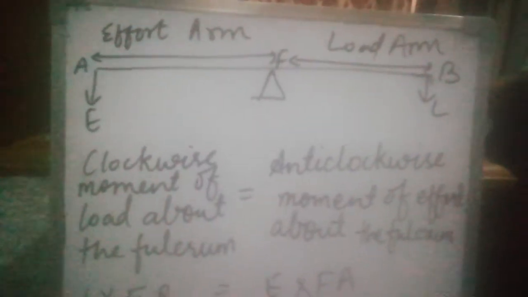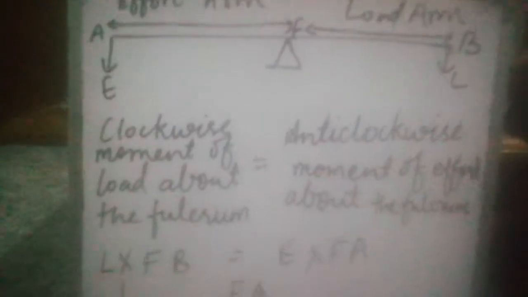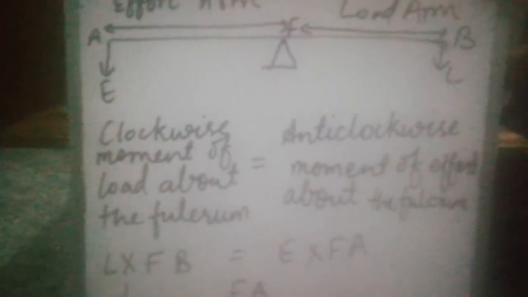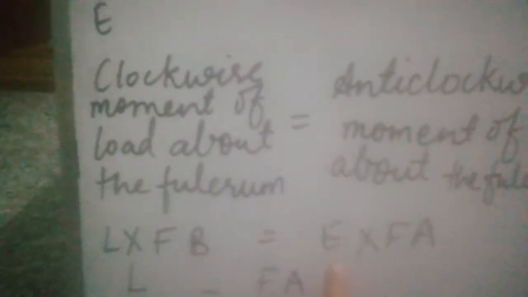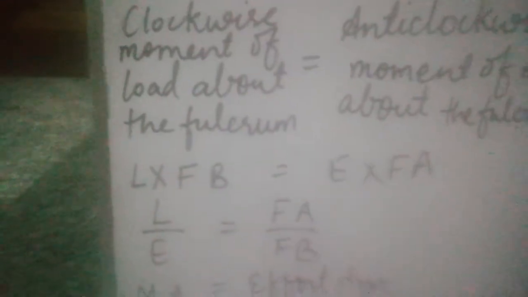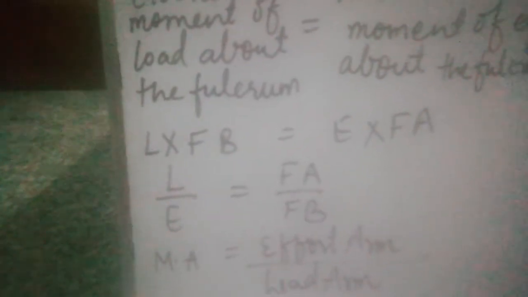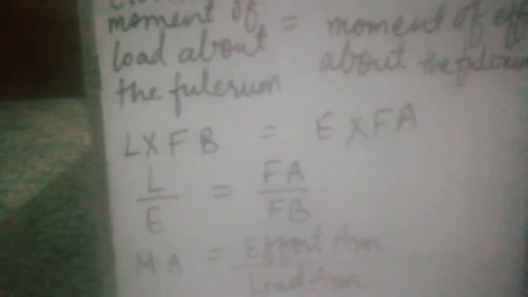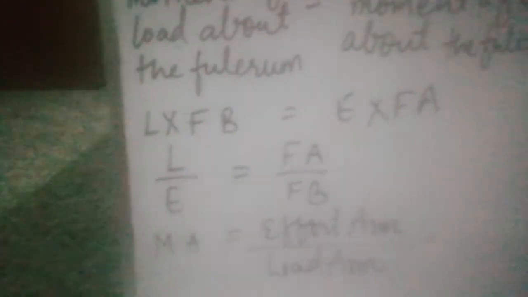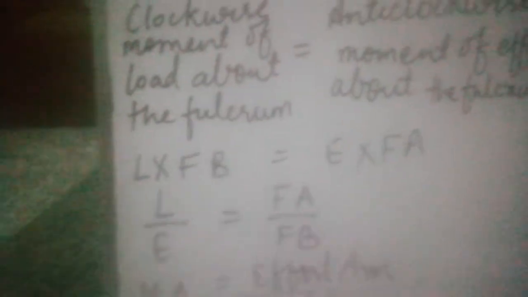Now the moment of load about the fulcrum is load into load arm, and the moment of effort about the fulcrum is effort into effort arm. Now when we take effort to this side, load by effort equals effort arm by load arm. The load by effort is the mechanical advantage. So mechanical advantage equals effort arm by load arm.